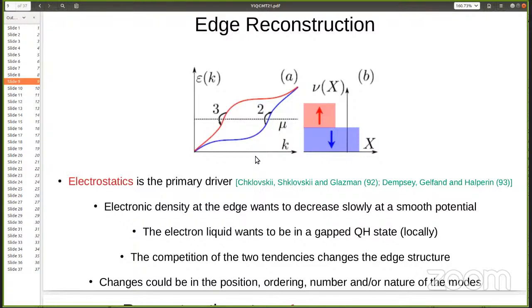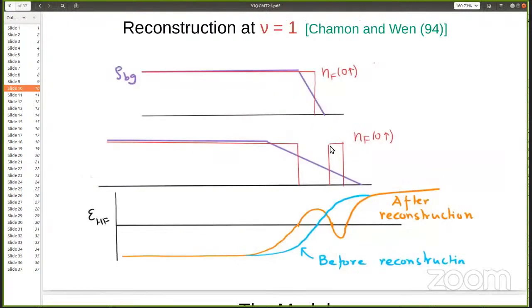And it has been known for Chamon and Xiao-Gang Wen that as the confining potential becomes smoother, you can develop a side step of a nu equals 1. So in the occupation, the electronic density has some non-monotonic behavior as a function of the guiding center.